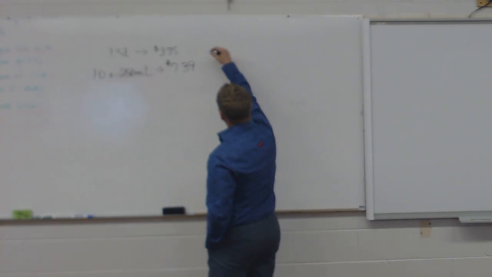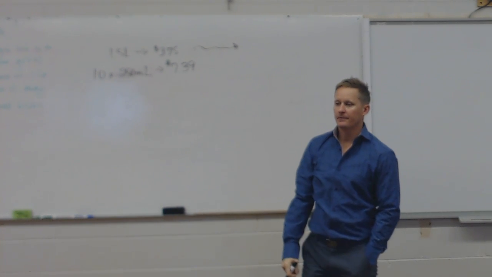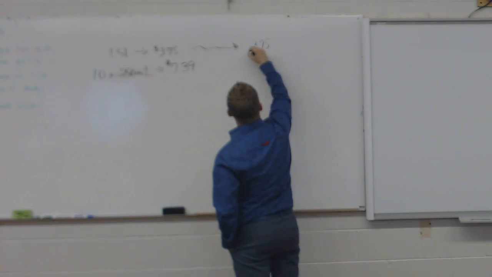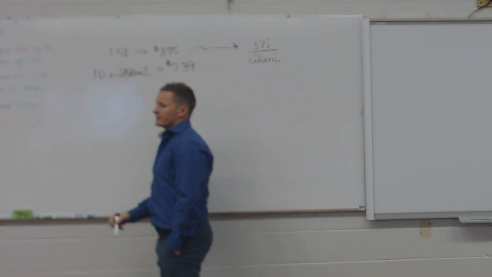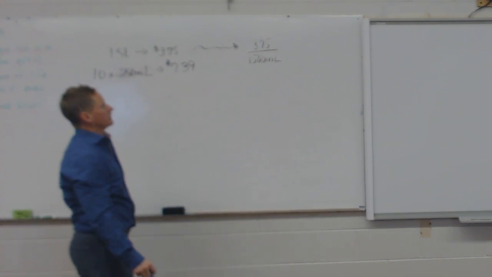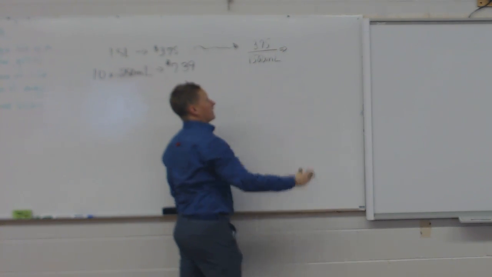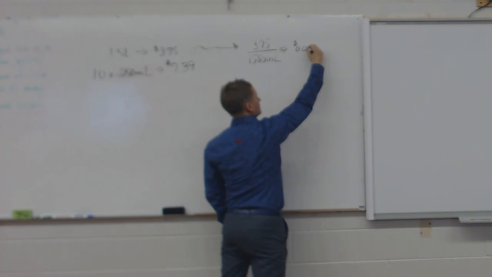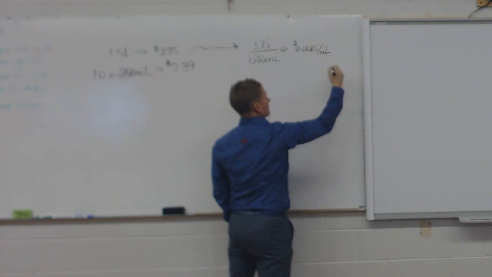Okay, how do I find this out? Divide 3.75 by 1500. 3.75 divided by, again, converting liters into milliliters, I multiply by 1,000 instead of divide. So I get $3.75. And what does it end up being? 0.0025 dollars per milliliter. Okay, good.